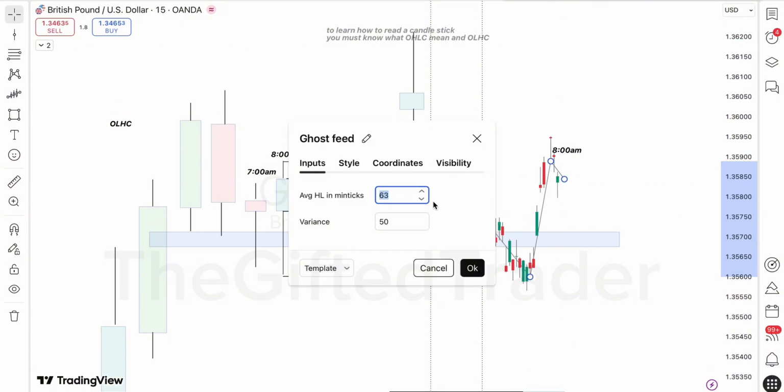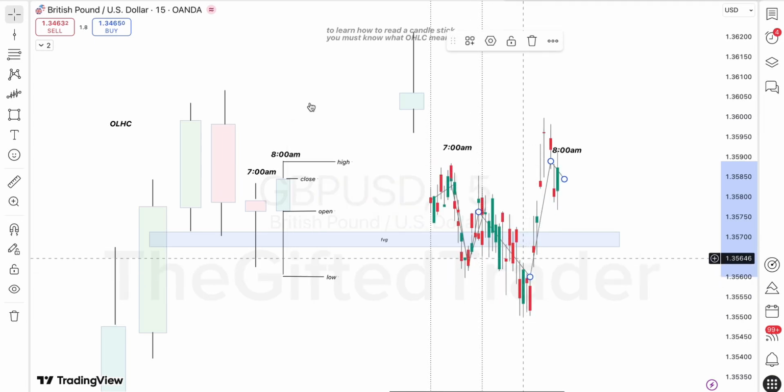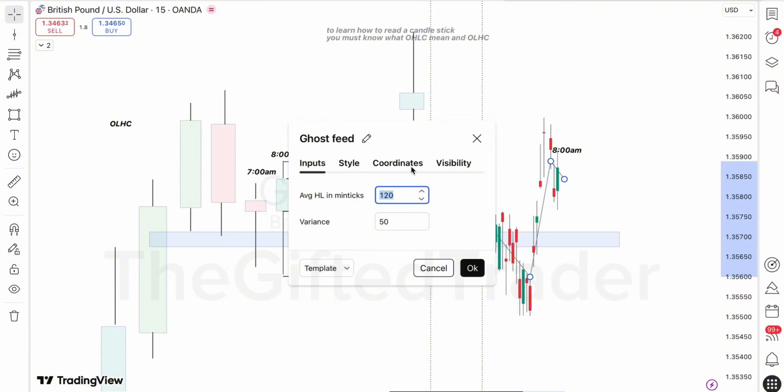Let me check the settings. How can I increase the candlesticks to make it more full? Should we go for 120? Okay, I think I'm doing it wrong. Let's leave it at 80 and increase this one. Let's see.